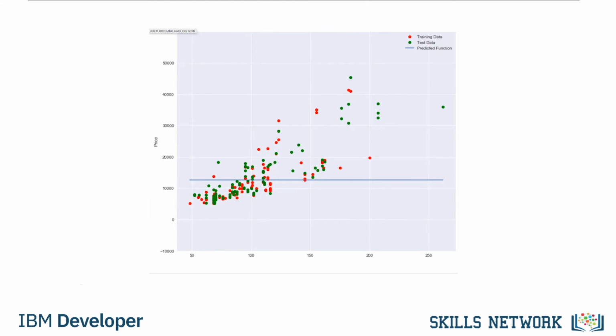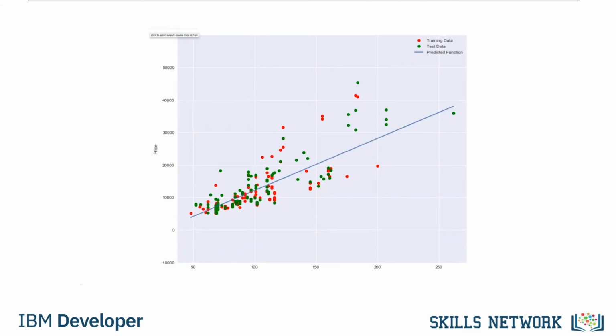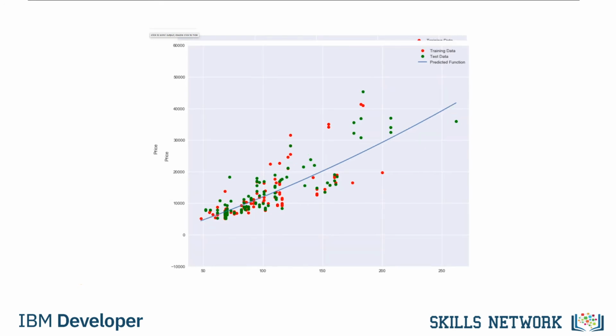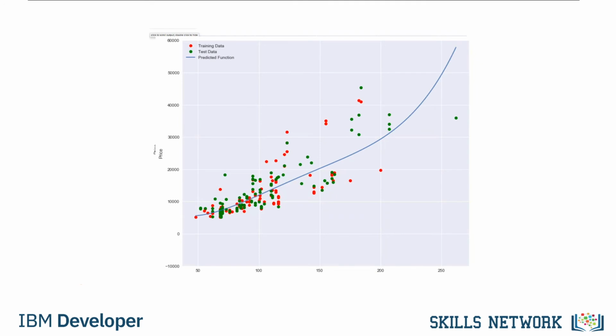Let's try different order polynomials on the real data using horsepower. The red points represent the training data. The green points represent the test data. If we just use the mean of the data, our model does not perform well. A linear function does fit the data better. A second order model looks similar to the linear function. A third order function also appears to increase, like the previous 2 orders.